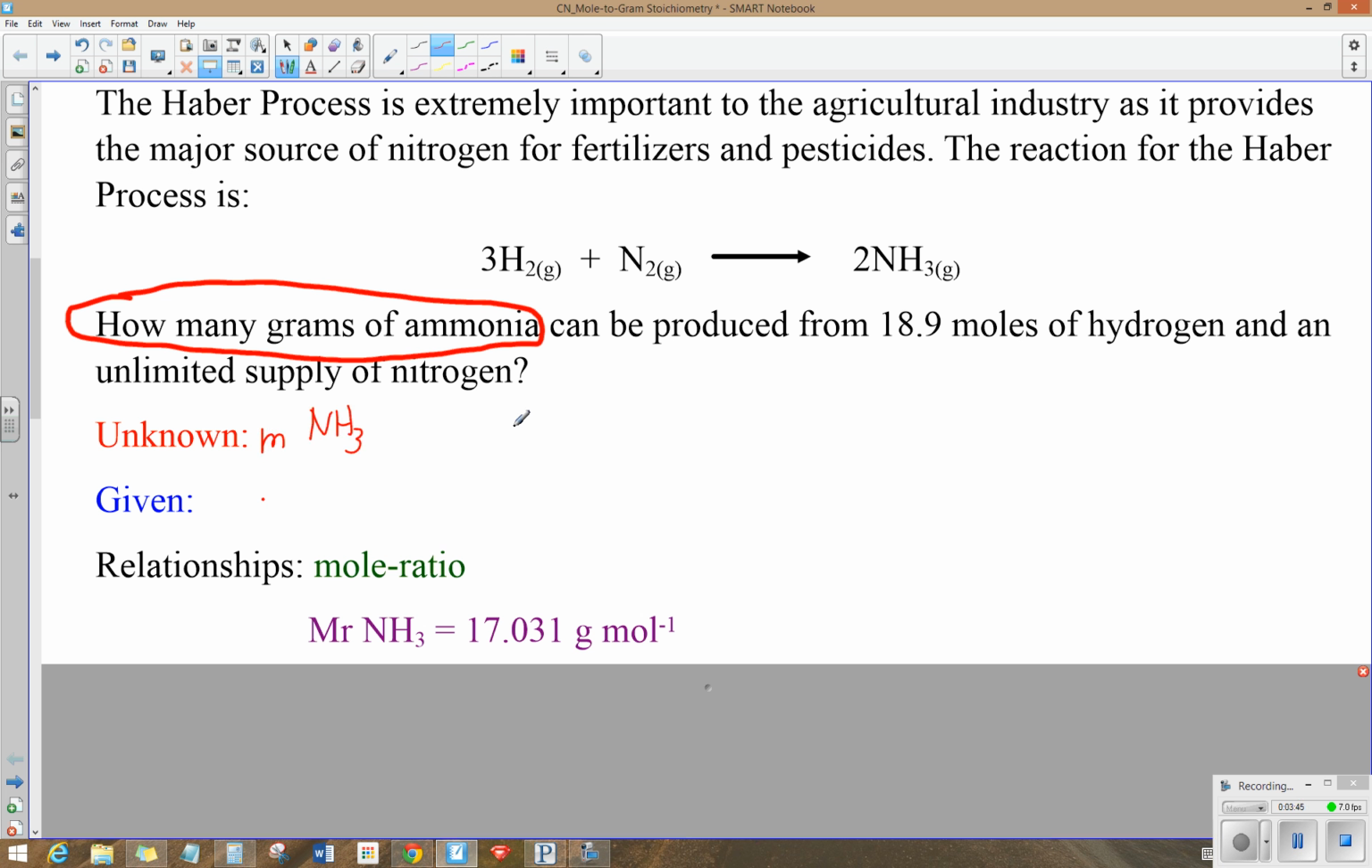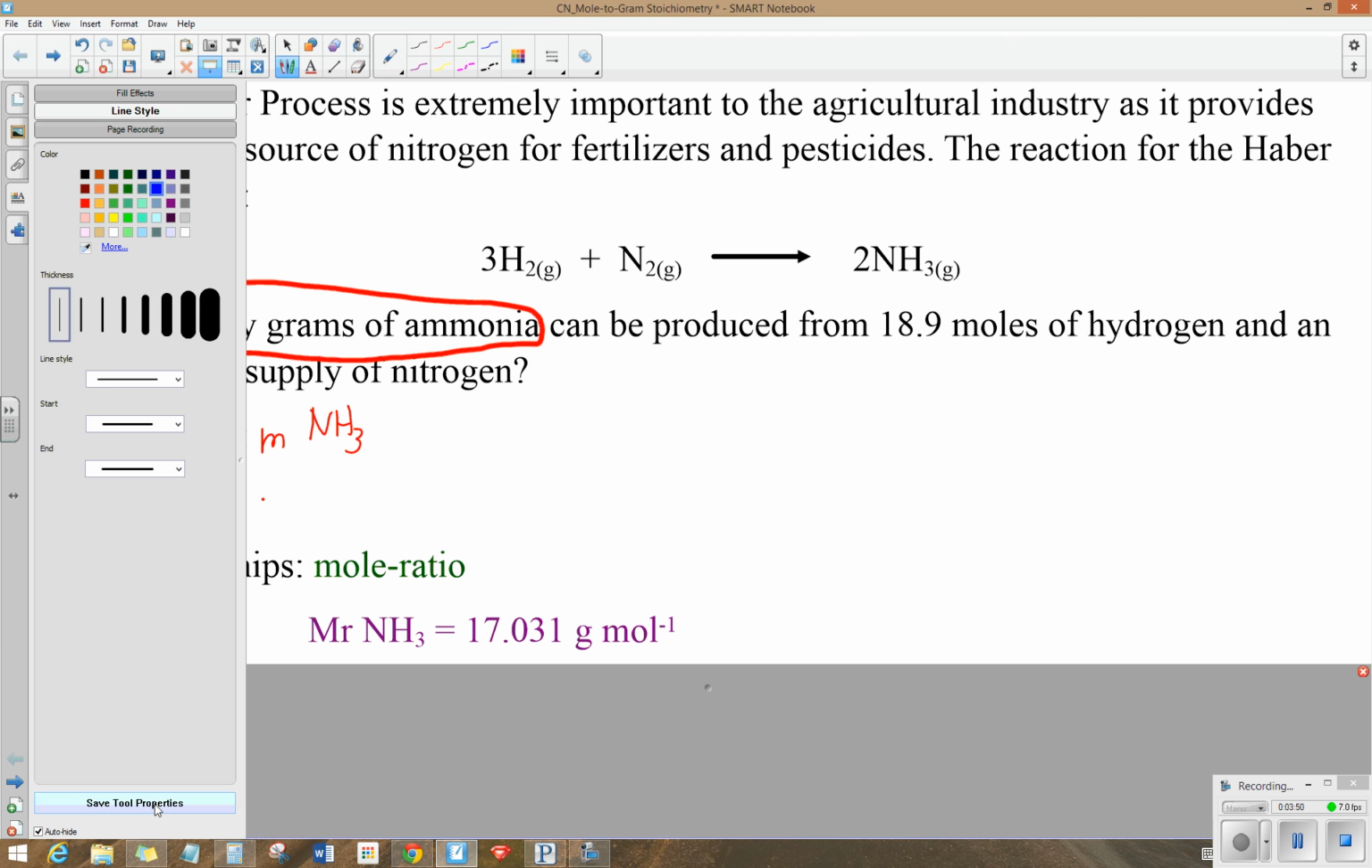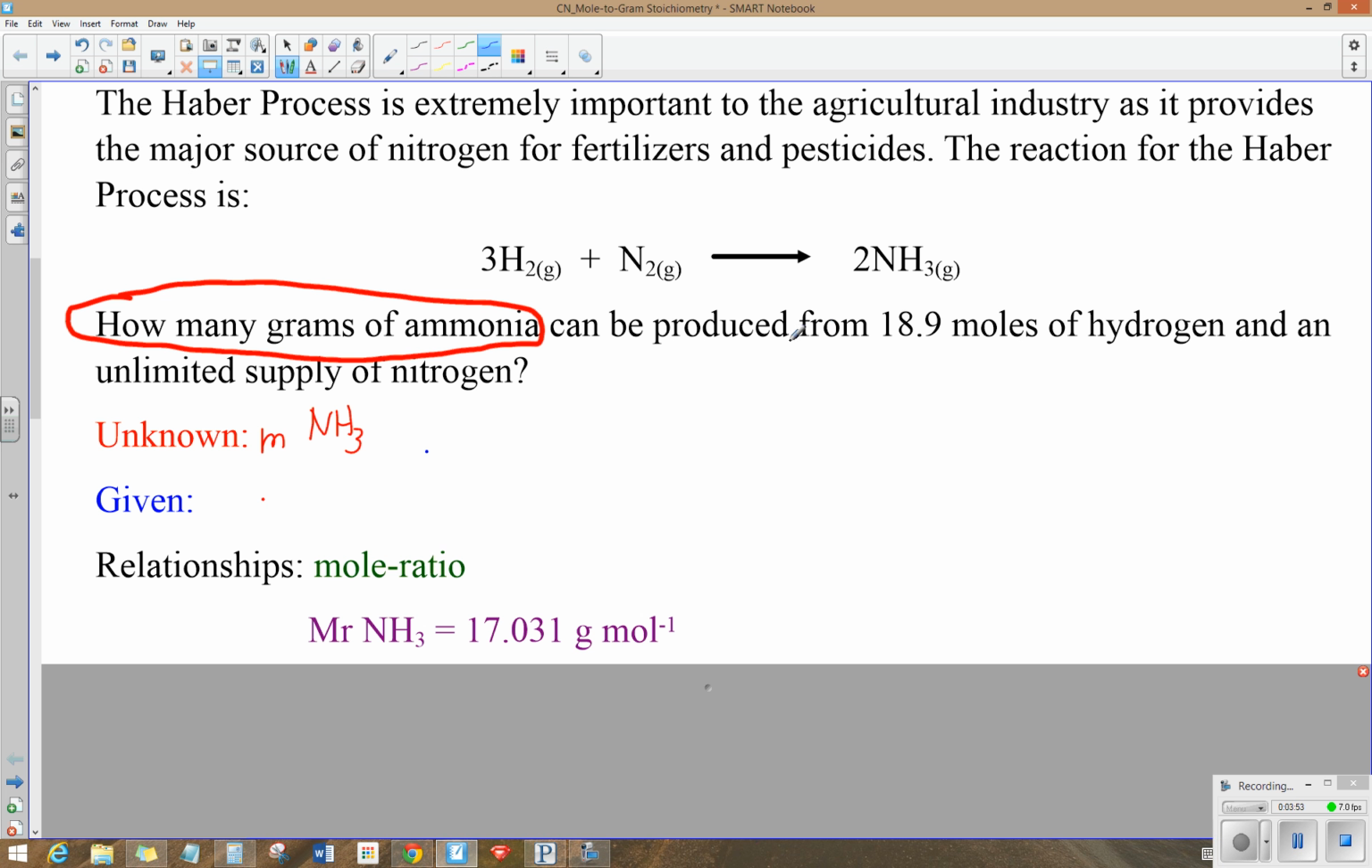Okay, the second part here says to identify the given. So let's adjust our tool real quick. It says how many grams of ammonia can be produced from 18.9 moles of hydrogen and an unlimited supply of nitrogen. This unlimited supply of nitrogen is in there just to tell you that the hydrogen is the only thing that is going to affect the amount of ammonia. So our given in this case is going to be 18.9 moles of hydrogen.